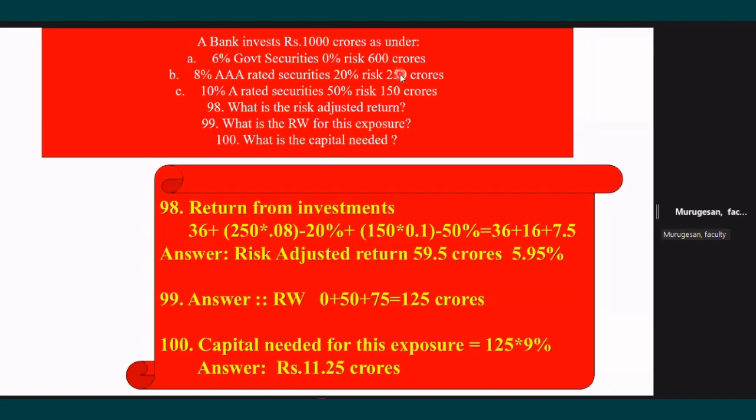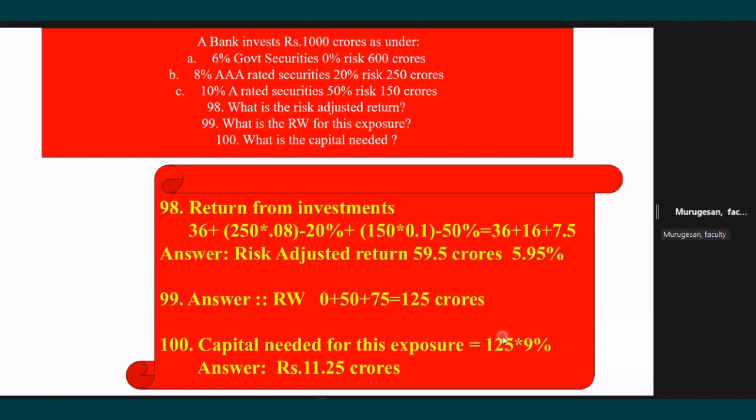Now 250 crore you are investing. When you are calculating risk weight, don't look at the return. So 250 crore you are investing at 20% risk. So 250 into 20%, 50 crore is the risk. Next one, 150 crore you are investing, but in the 50% risk category. So the risk weight will be 150 into 50%, 75. So the total risk weight will be 125 crore. Here it is zero because you have invested in government security. So the risk weights are 0, 50, 75, 125.